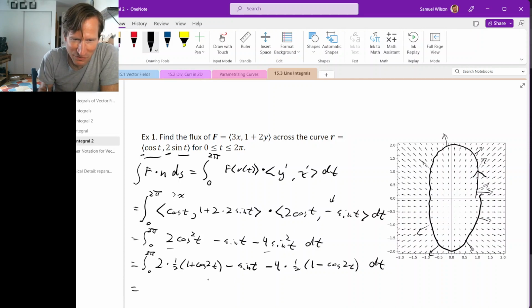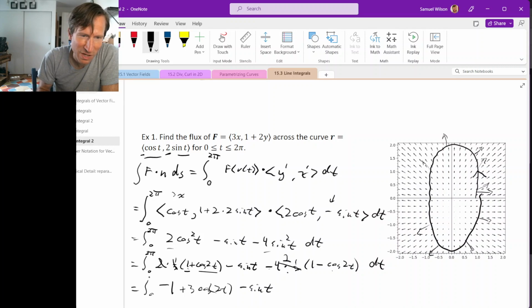So let's see if we can simplify all this. We have these cancel, so we have a 1. These combine to give us a 2. So there's 1 minus 2, so that's going to be a minus 1 for our constant. Looking at the cosine 2t's, here we have a plus cosine 2t and here we have a plus another 2, so that's plus 3 cosine 2t, and then we have minus sine t. And we're going from 0 to 2 pi.